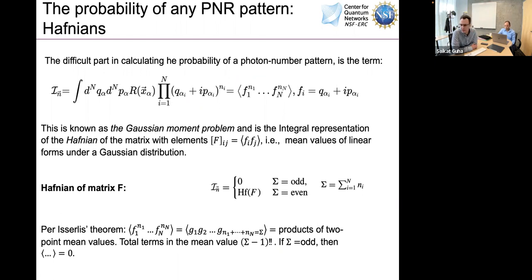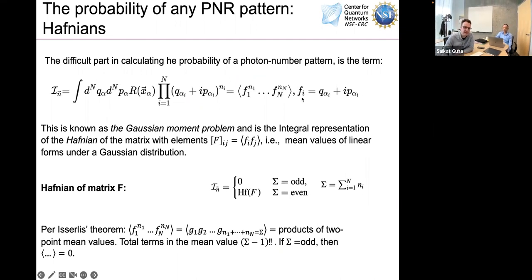The Hafnian of a matrix. So this integral represents the Hafnian of some matrix F whose elements Fij are given by the 2-point mean values, small fi, small fj, where small fi is defined as a complex number: the canonical position of my field for the ith mode, plus the imaginary unit times the canonical momentum of my field for the ith mode as well. Okay.